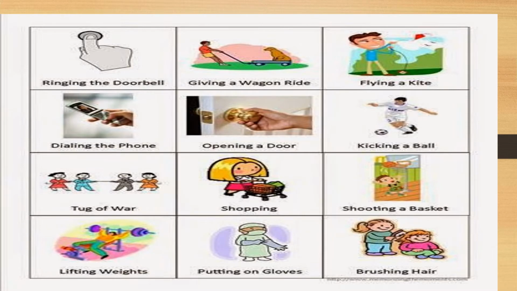You can see different examples in our day-to-day life, which are either push or pull. For example, when we are ringing the doorbell, we are pushing the button. When we are giving a wagon ride, we are actually pulling that wagon towards us. Then tug of war, we are pulling the rope. Dialing the phone, it is pushing the buttons.